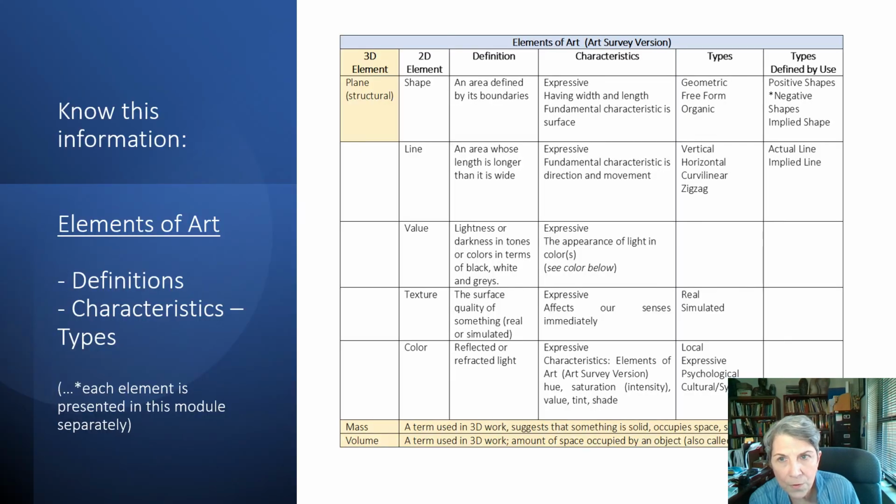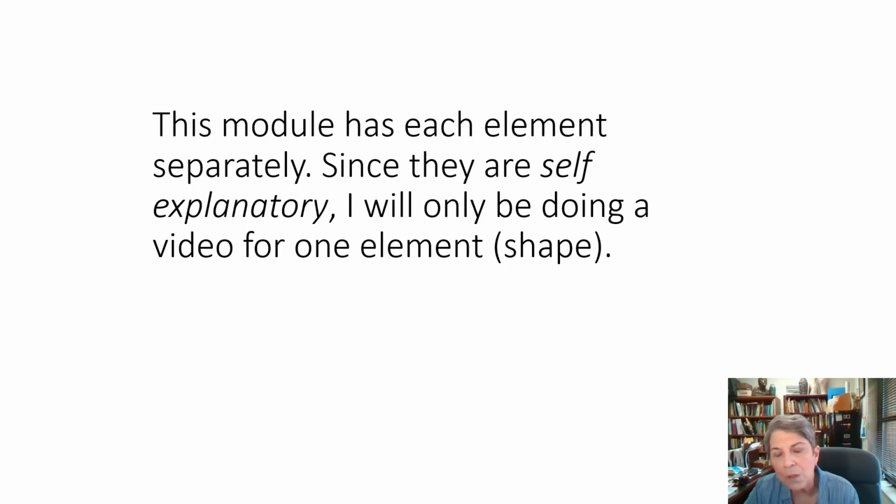Now, this is an overview of what we just looked at. And as well, what I've done here is I've given you a sort of overview of what you're going to be seeing because each of these elements, now notice these characteristics and types I didn't include down here. Just on the 2D and 3D for shape, I talked about negative, positive shapes, implied shapes, and then types, organic, geometric, and these types of shapes. So you will be able to see those when we go through each one of those individual PowerPoints. So, as I said, I'm going to do a video on shape just to get you started. I don't think I need to do one on each element. They're self-explanatory.